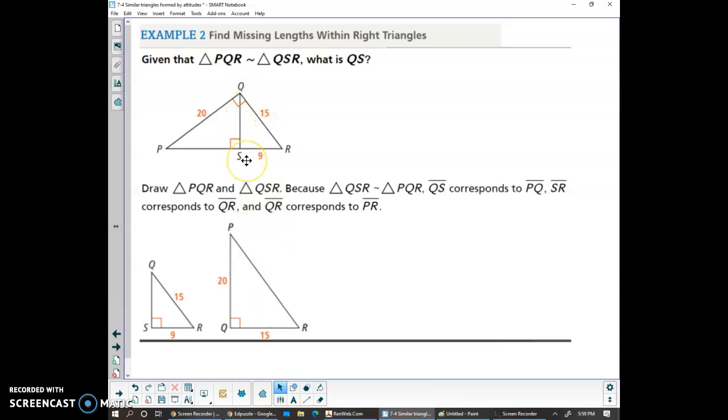Now you could probably do this one a couple different ways because you know a lot of information here. From the small triangle, we know two sides. We're missing the third side. And actually, you could probably use the Pythagorean theorem and find QS right away, but we're going to do this problem a different way using similar figures, which is kind of funny.